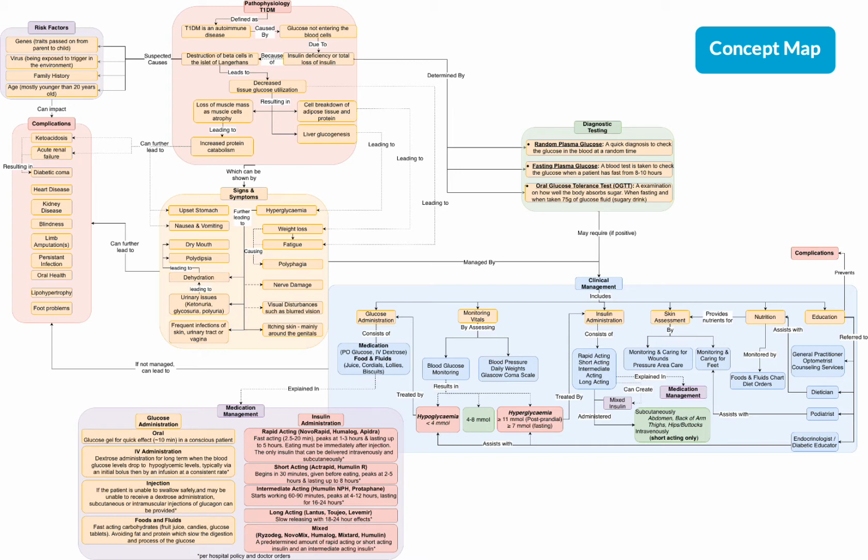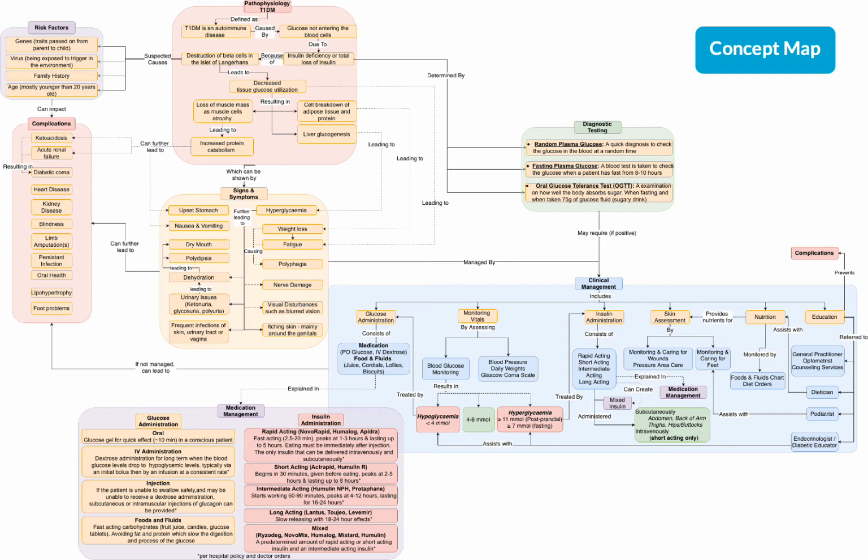And so we administer that subcutaneously in the abdomen, the back of the arm, the thighs, the hips, buttocks. We can also do it intravenously. And so a lot more of this is explained in the medication management. So then we have the hypoglycemia, and that's treated by glucose administration. So the body has broken down all this glucose, so now we need more. So we can give that by medication, so per oral glucose, IV dextrose, or foods and fluids, so juice, cordials, lollies, and biscuits. So again, that's explained in this medication management for both glucose and insulin.